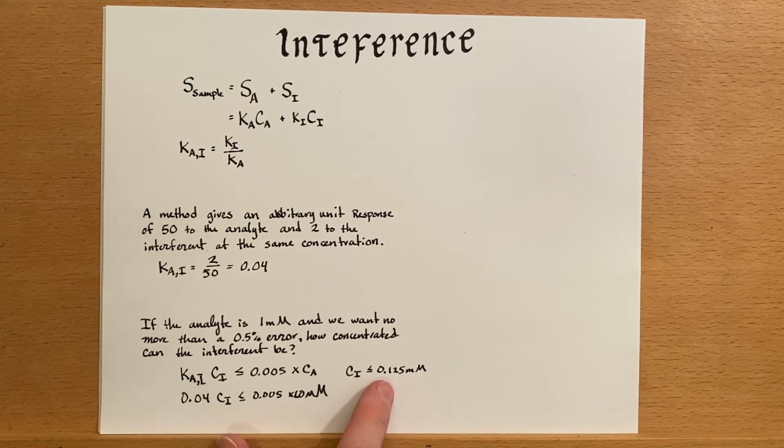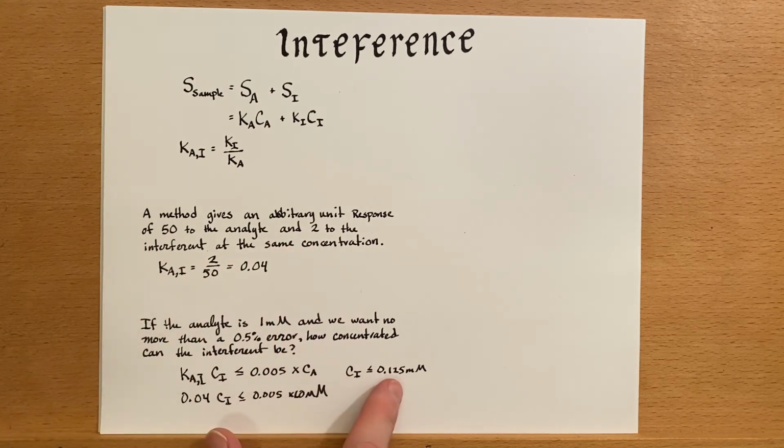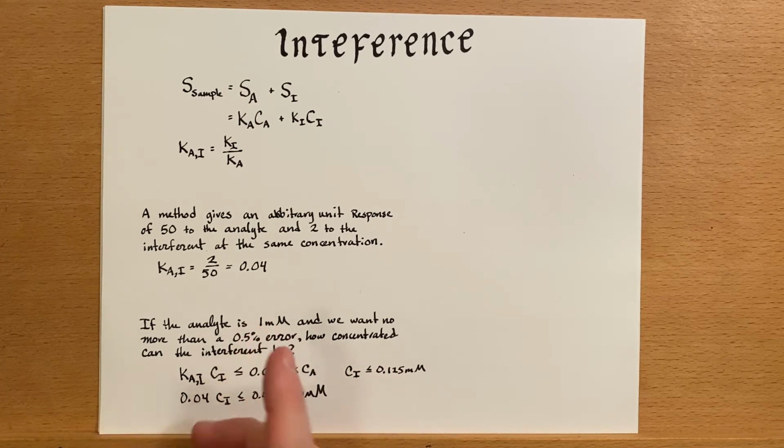So even though this method is fairly selective, this is surprisingly large of a concentration for the interferent, but that has to do with the small error that we desire. That's the right way of saying that.